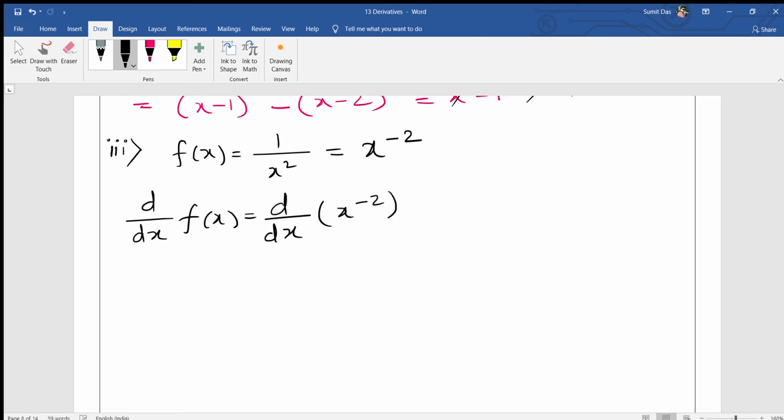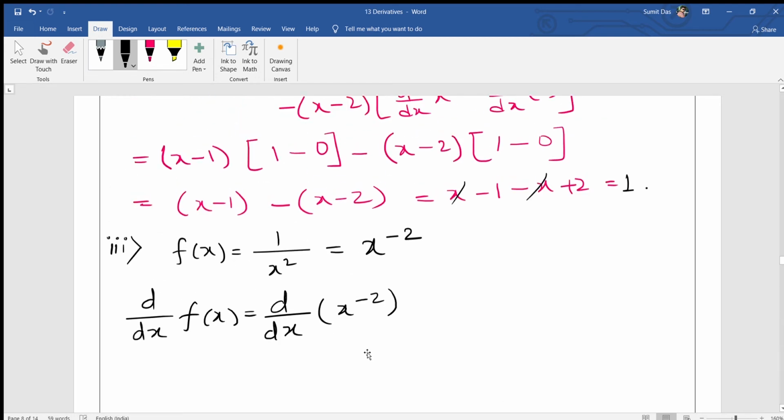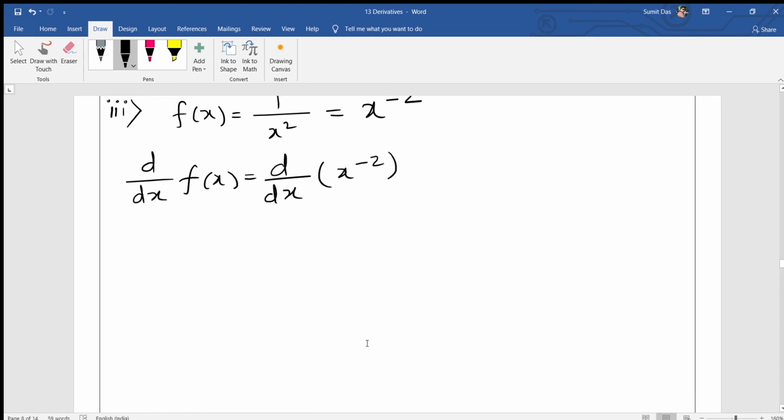So here also same thing I will use, the x to the power n formula. The power will come in front and the power will be decreased by 1. So the answer will be minus 2 x to the power minus 3. If you simplify this one, it will be minus 2 by x cube. So this is the answer.